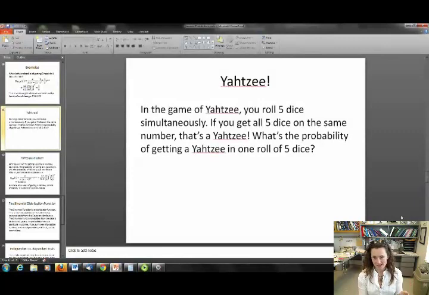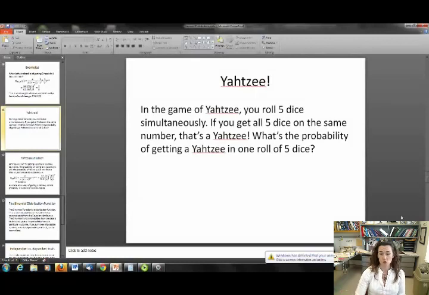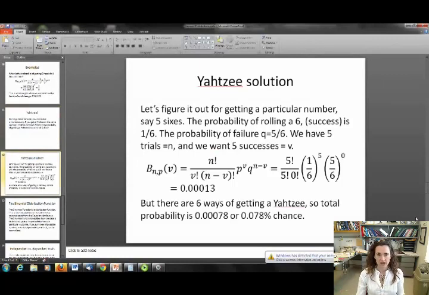So in the game of Yahtzee, what you do is you have 5 dice, and you roll them simultaneously. And if you get all 5 dice on the same number, then that's a Yahtzee. Now, in the real game of Yahtzee, you've got 3 rolls to do this. But for the sake of simplicity, let's figure out what the probability is of getting a Yahtzee on the first try in 1 roll of those 5 dice. So let's figure it out for a particular number. Let's call it 5 sixes. We're rolling 5 sixes.